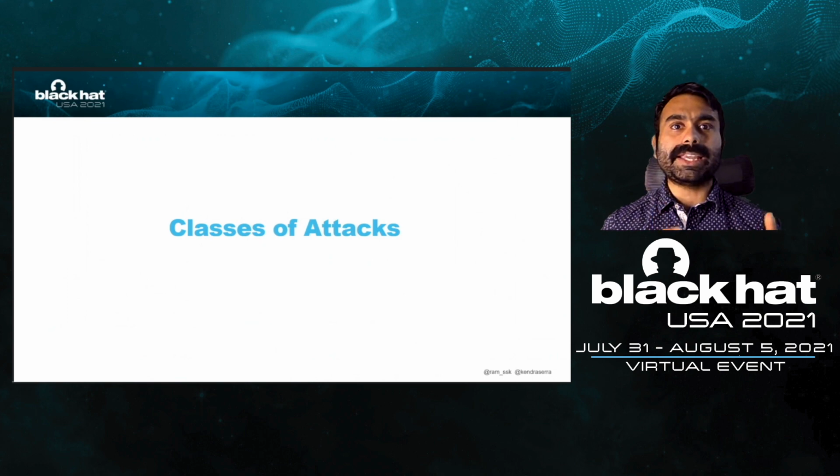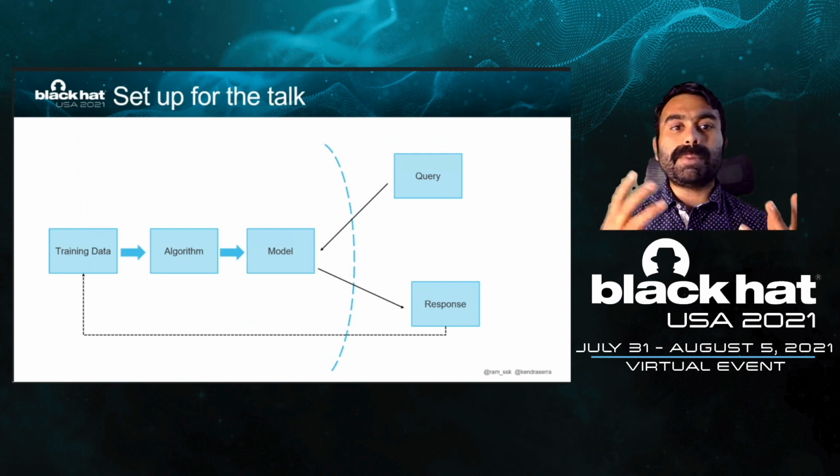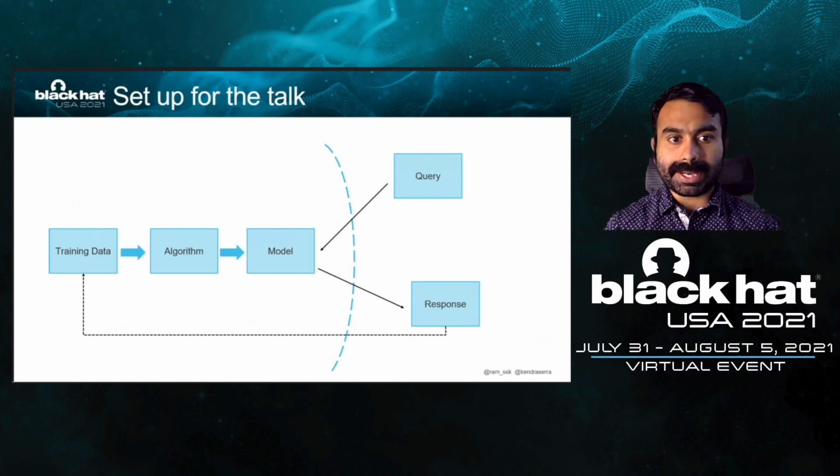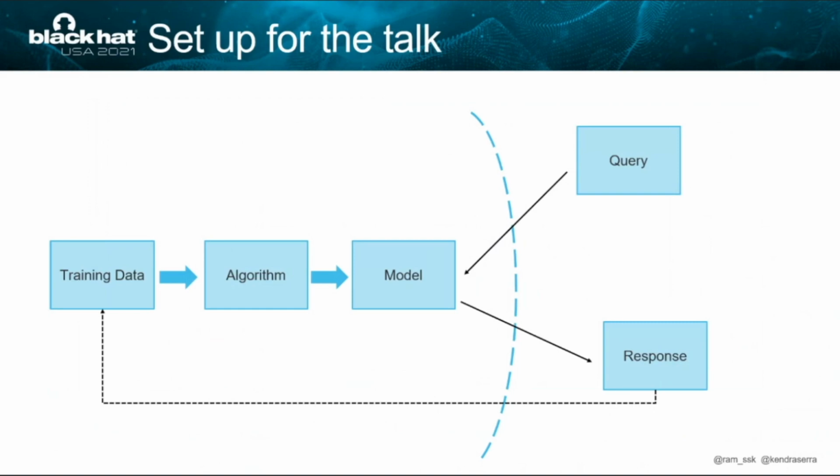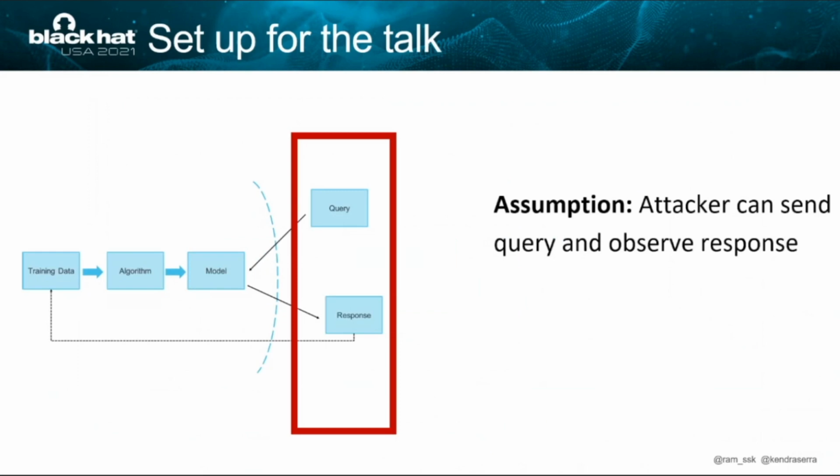With this in mind, I want to give you all the knowledge you would need to appreciate the legal analysis that we've done. The setup for this talk is a pretty vanilla pipeline of machine learning systems. There's some sort of training data that is fed into an algorithm, and then you get a model at the end of it. This could be an image recognition system or a speech recognition system, where you would pass, say, images as training data to an algorithm like convolutional neural nets, get a model, and you as a user may submit a query of, say, an image and get a response whether the image contains a cat or not. Now, the assumption for this entire talk is that the attacker can only send queries and observe responses.